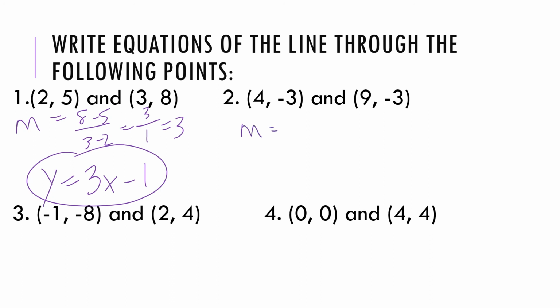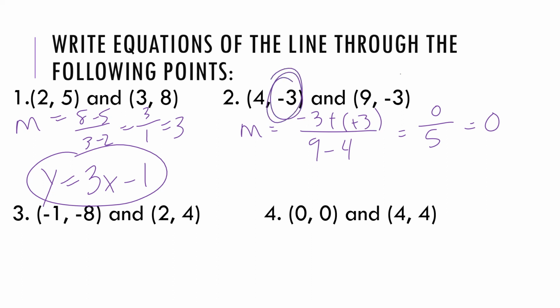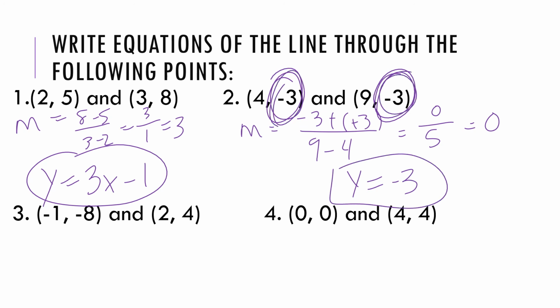The slope for the next one, -3 minus a -3. Notice how I put that in parentheses. That would change to plus a positive. We'd have 0 over 5. If the slope is 0, I know that I'm going to deal with my y values. So the equation of this line has to be y equals -3 because that is the y value given in those points.